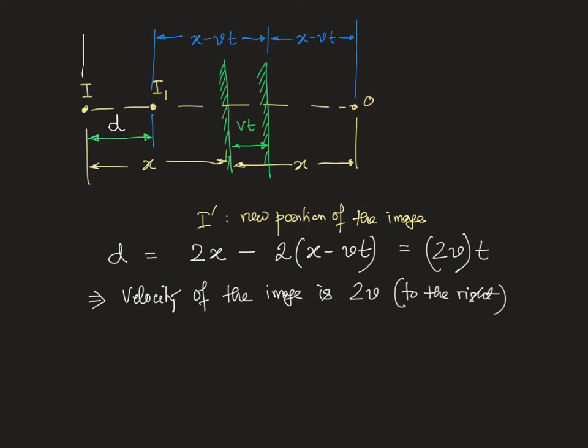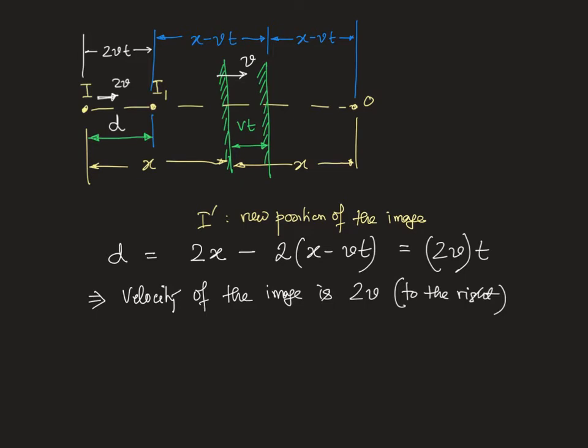This comes out to be 2v multiplied by t. So the image has a velocity of 2v. So if the mirror moves with v, the image moves with velocity 2v, in the same direction. Mirror has velocity v, the image will have twice the velocity in the same direction.